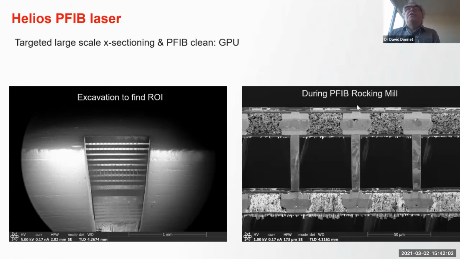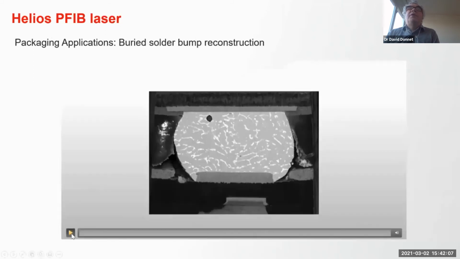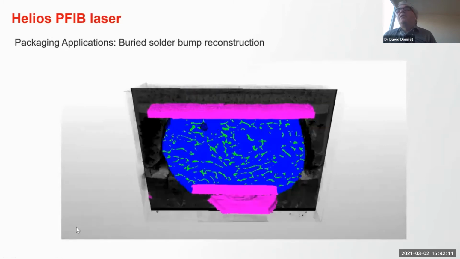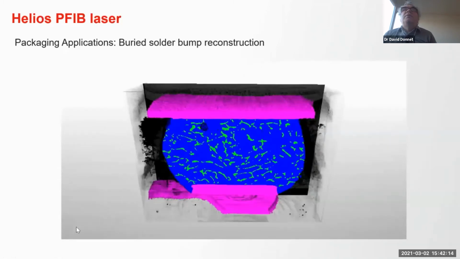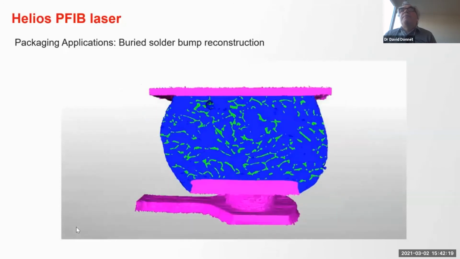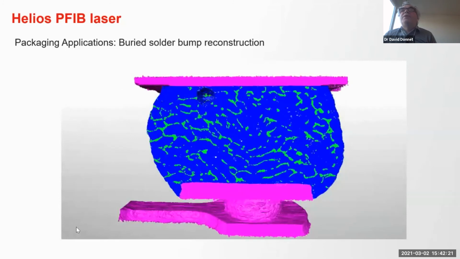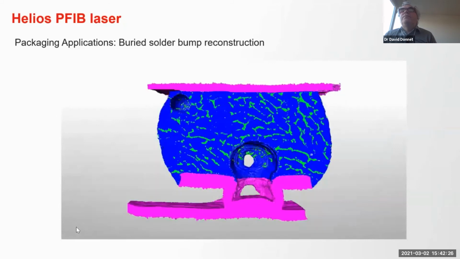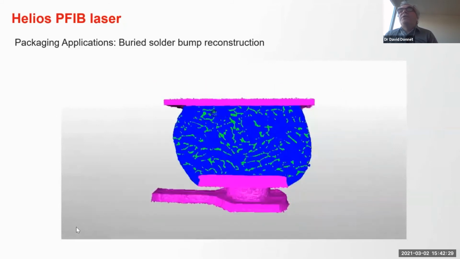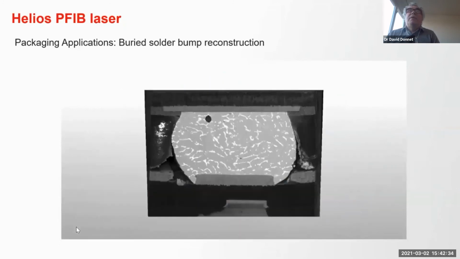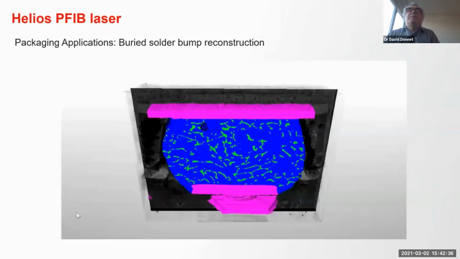And just to finish, I hope this video works okay. We can, of course, do 3D analysis. So this is a 3D volume made only with the laser of a solder ball, a buried solder ball. So I hope that there's not too much lag. It's got some nice voids inside. So this was 400 slices of 1 micron thick slices. So this would just be impossible even with the plasma FIB.